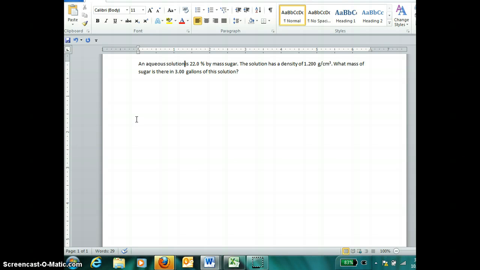Okay, so we have a third opportunity to see how to use percents as conversions in the factor label method. And we'll apply it to this particular problem that we have right here. First of all, I need a pen.